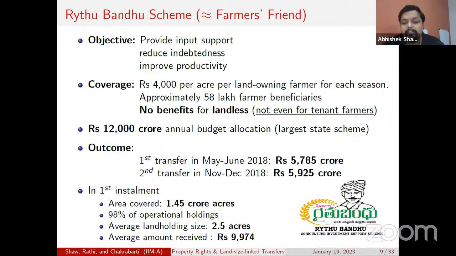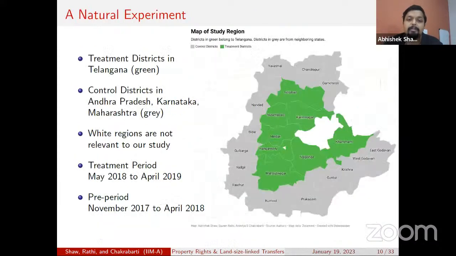And broadly, the average landholding size, if you do some back of the envelope calculations from what's been transferred, is 2.5 acres, and the average amount received is 9,974. And there's some more data on this in another paper, but this is broadly giving you a sense of what the kind of transfers were. So I'll just quickly explain the design, the natural experiment design.